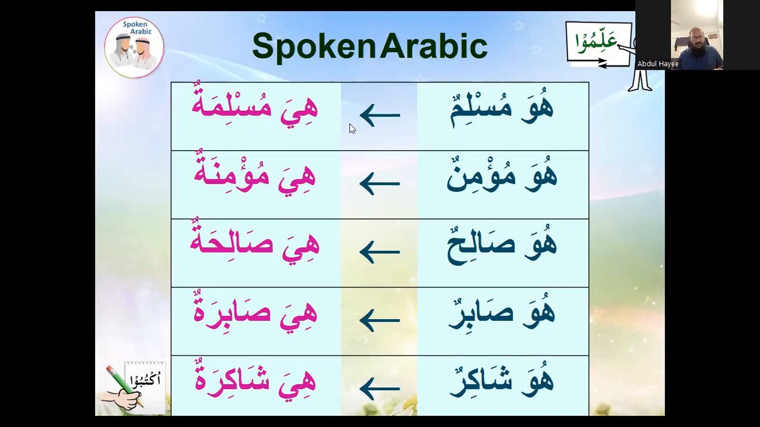How to make feminine? I just told you. After the masculine, add ta marbuta, just like that. Muslim, Muslima. Mu'min, Mu'mina. Salih, Salihah. Sabir, Sabira. Shakir, Shakira. Kafir. What will be kafir? Kafira. Munafiq, munafiqa. You just have to add a round ta.